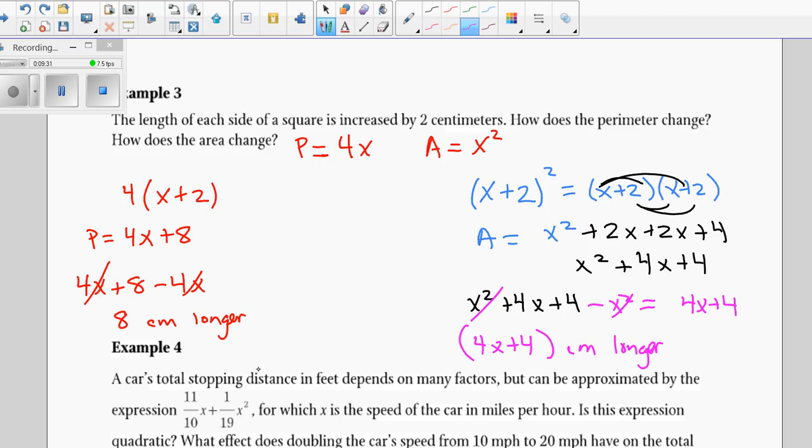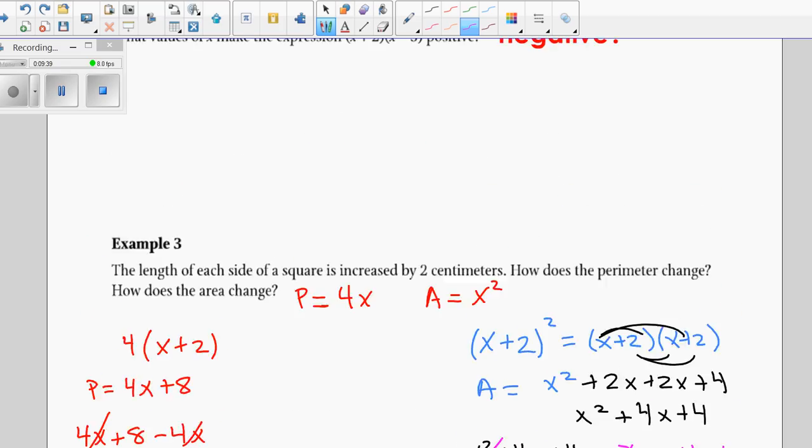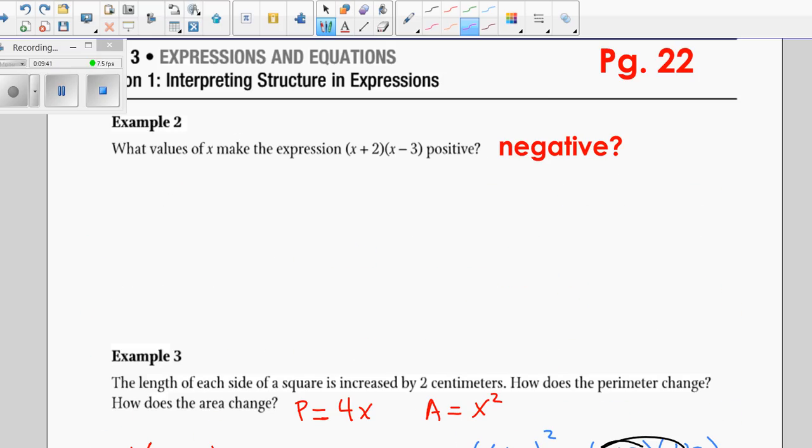Okay? You may want to go back and watch that again because I know it's kind of new and we're going to have some problems in our homework that are going to be like this. We are going to skip example 4. We're going to go back up to example 2, and we're going to do a couple of these.